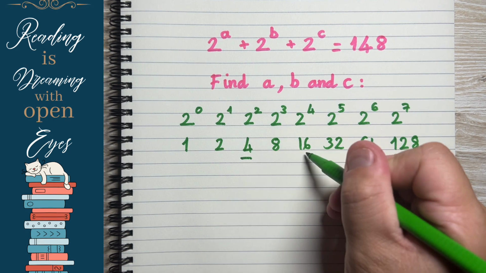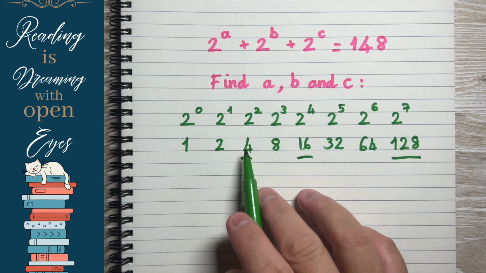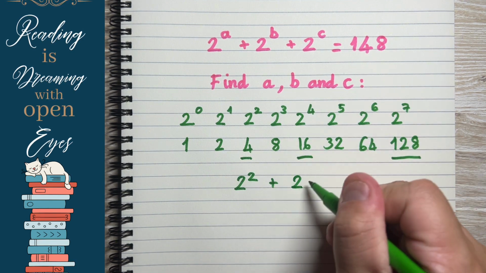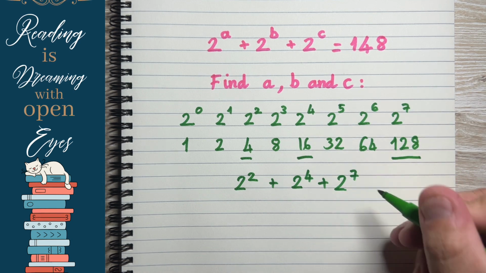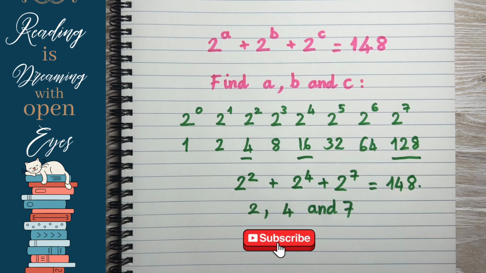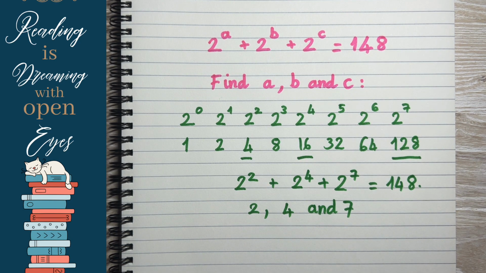So I can have 4, 16, and 128. That will give me 2 to the power of 2 plus 2 to the power of 4 plus 2 to the power of 7, and that will give me 148. So this is the answer: 2, 4, and 7.